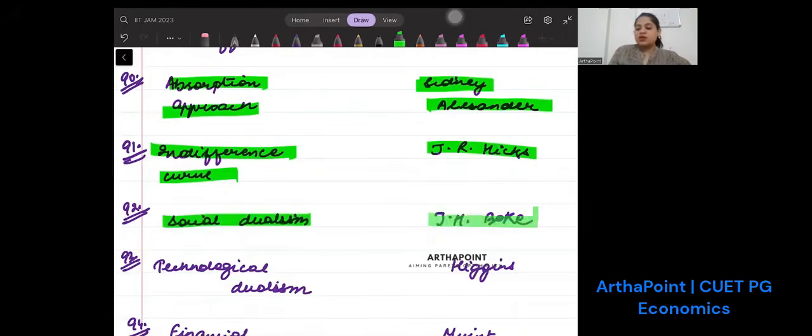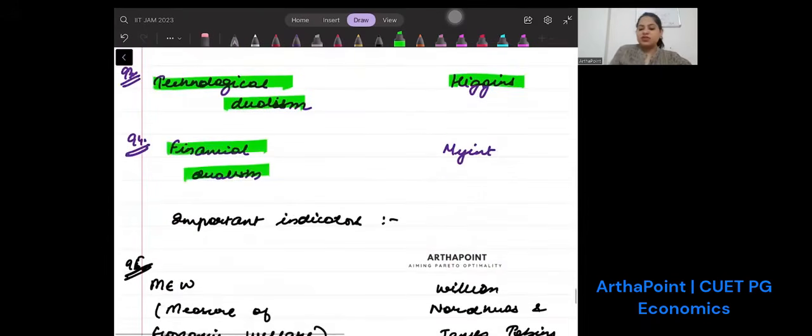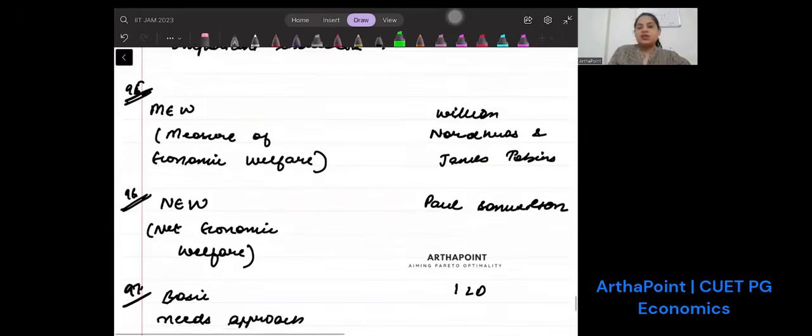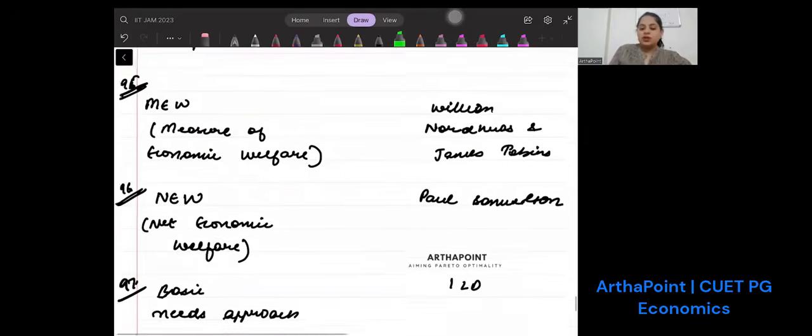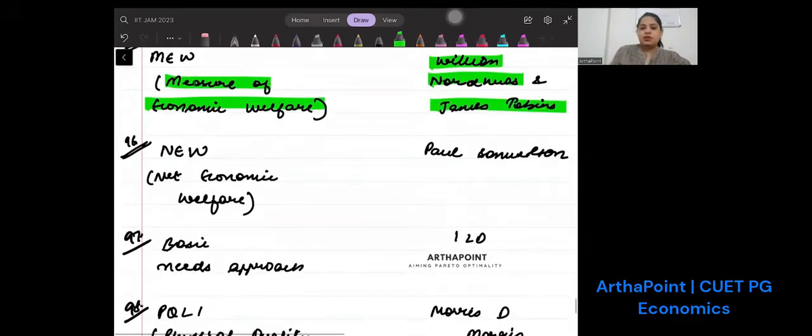Social dualism is given by J.H. Boeke. Technological dualism is given by Higgins. Financial dualism is given by Myint, M-Y-I-N-T. Let's look at some of the important indicators. Measure of economic welfare is given by William Nordhaus and James Tobin. New economic welfare is given by Paul Samuelson.